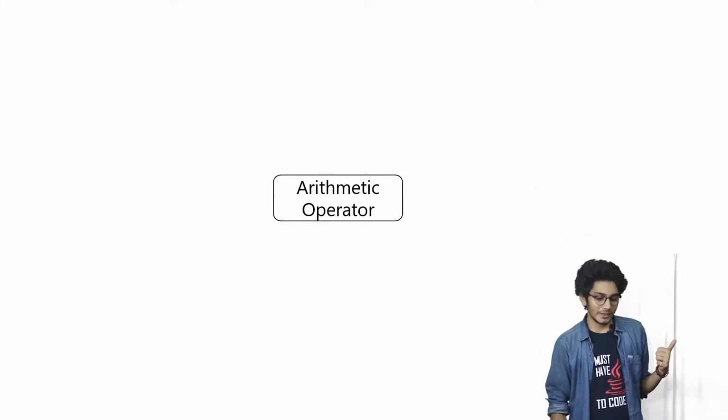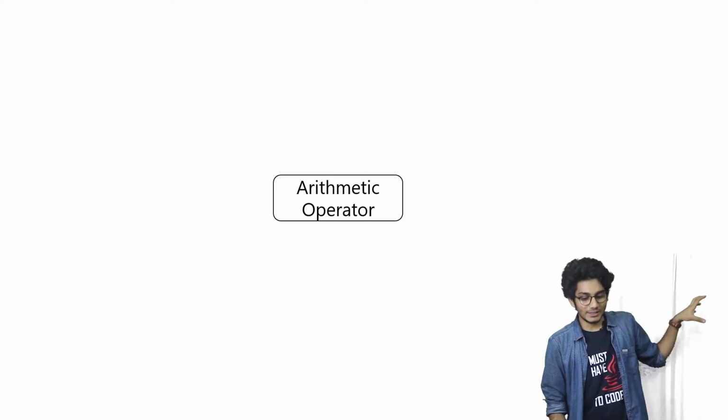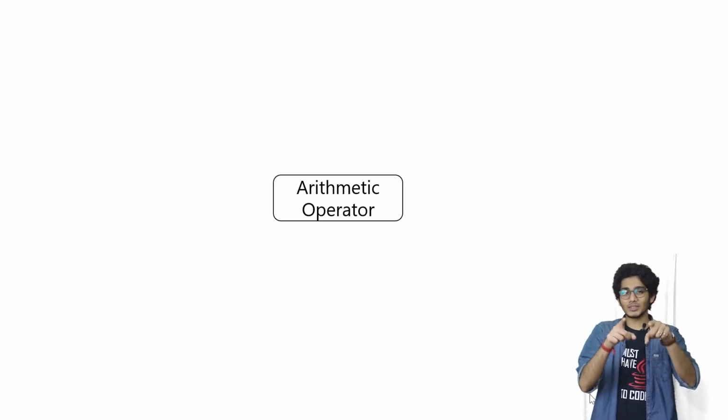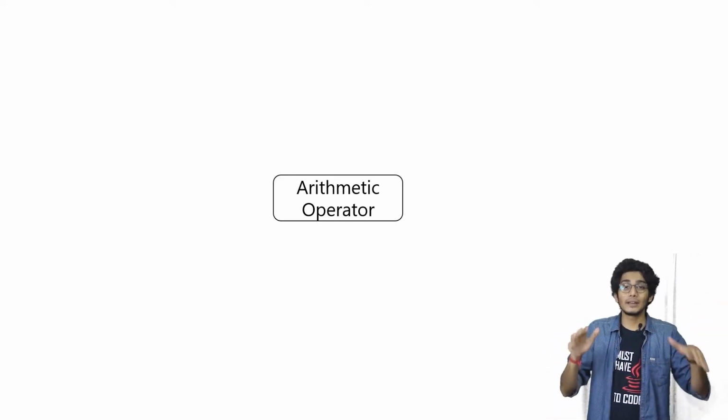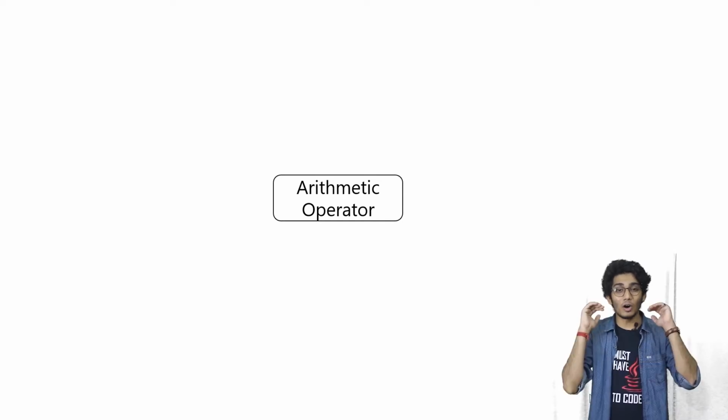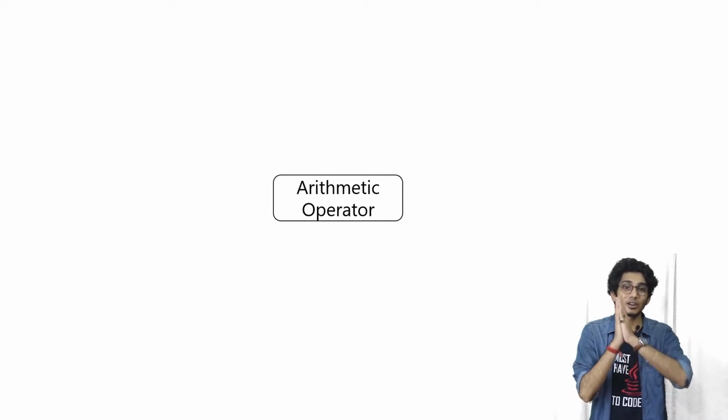In the last video we talked about how many types of operators we have. In this video we'll talk about arithmetic operators. You can see on my screen that arithmetic operator is there, right? Just pause this video and write in the chat section how many arithmetic operators we have. All know how many types of arithmetic operator we have.